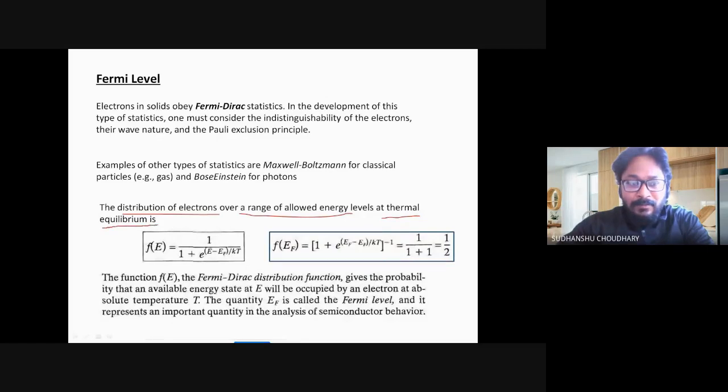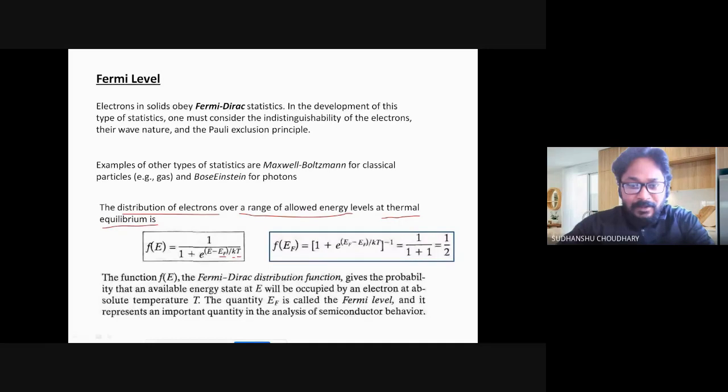Okay? And this concept of the distribution via this Fermi distribution function is only valid for the case when thermal equilibrium exists. So that distribution of electrons and holes can be given by this relation, which is called the Fermi distribution function. That is, f of E is 1 by 1 plus e to the power (E minus EF) by kT, where this EF is a reference energy level, which is called the Fermi energy level.